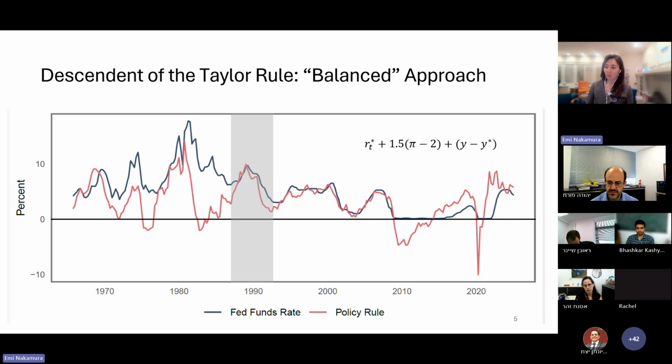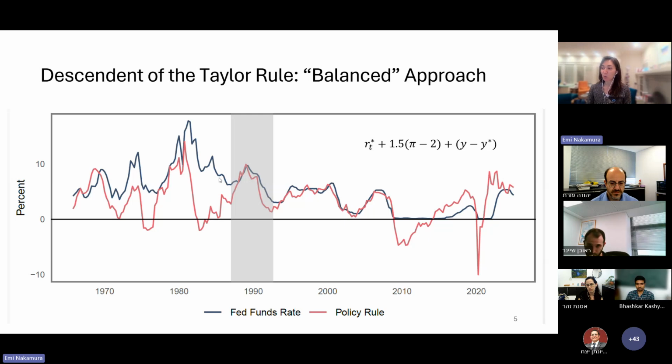So I want to point out 3 things in particular about this picture. So first of all, the rule obviously fits pretty well during the period that Taylor studied. But it also fits pretty well throughout the entire Greenspan period up until around 2008, so up until around the financial crisis. But then it doesn't fit at all well during the Volcker period, so that's the early 1980s, when actual interest rates in the United States were much higher than what the Taylor rule would have prescribed. And it also doesn't fit well, basically, since the Great Recession.